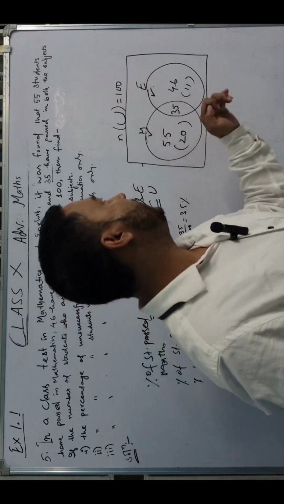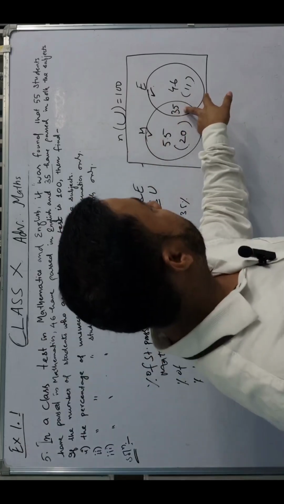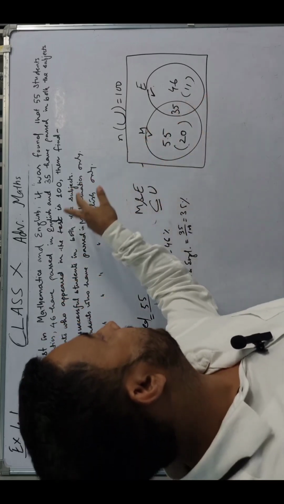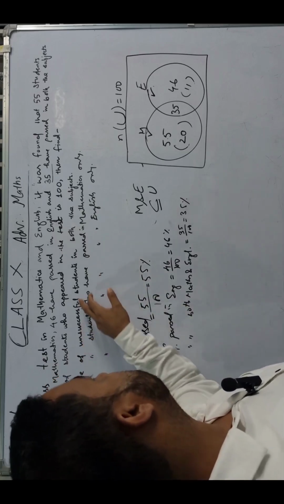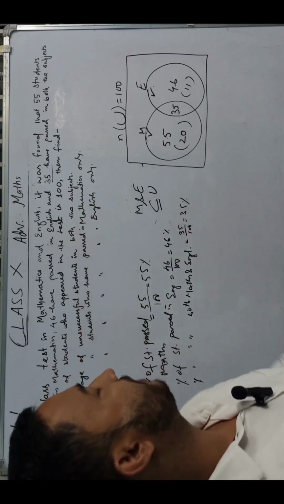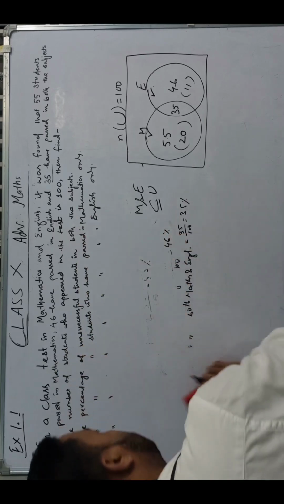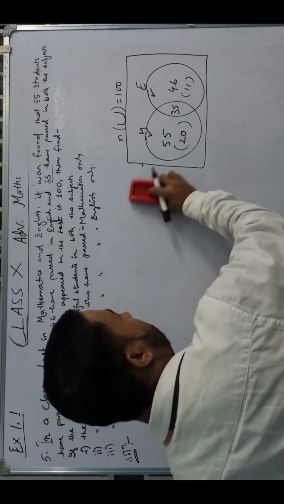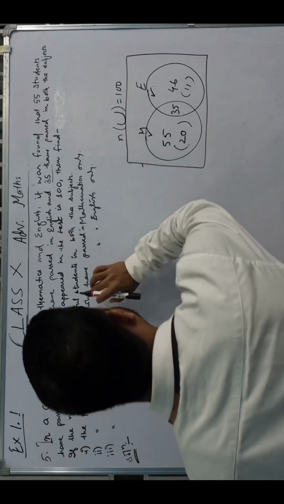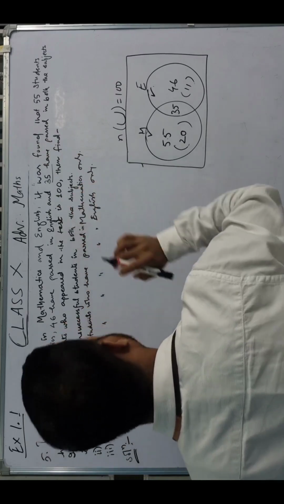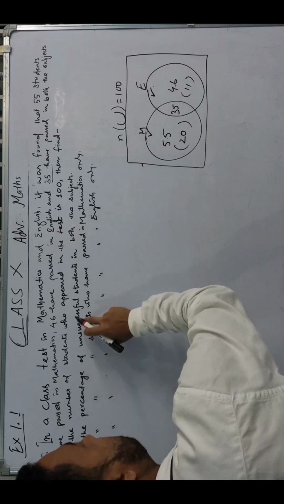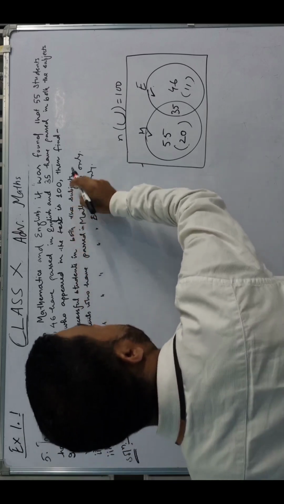Now our question: 35 students passed both subjects. Then the question is about unsuccessful students in both subjects. How many students were there who could not pass both subjects? We need the percentage of unsuccessful students in both the subjects.